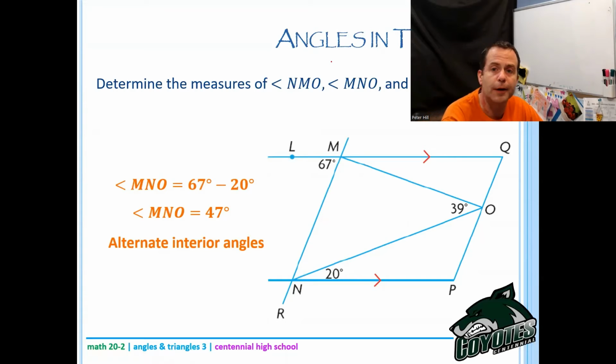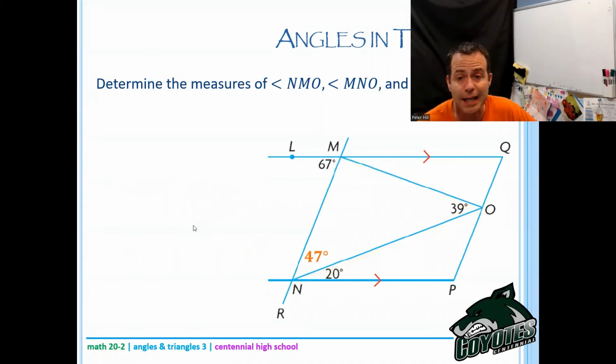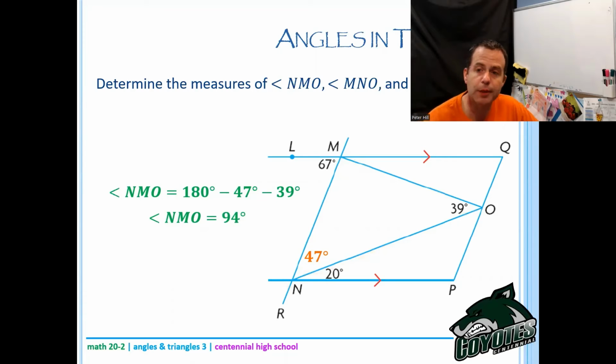All right, well, friends, now that I know that this is 47, I can take a look at this big old triangle here and say, well, I know two of the three angles, and I know that all three angles have to add up to 180. So I'm now ready to get that NMO. Okay, so angle NMO has to be 180 minus the 47 minus the 39. And so angle NMO is going to be 94. Okay, good. So now I'm left with just trying to find that QMO.